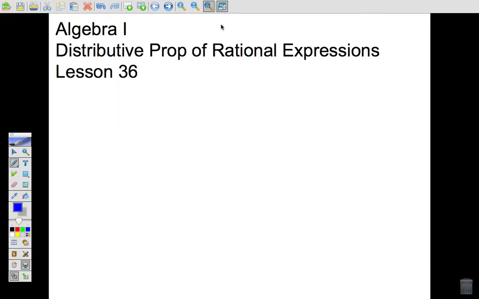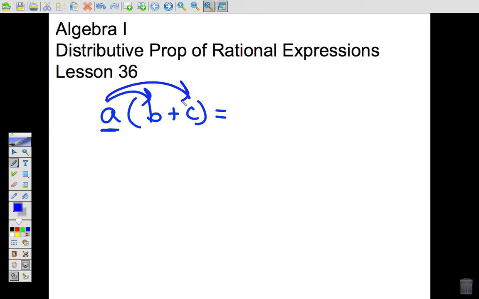All right, in lesson 36, we're going to talk about what's called the distributive property of rational expressions. We've already had the distributive property, and the only difference is we're going to be talking about these things called rational expressions. I just want to briefly review the distributive property. All the distributive property is when you take the term outside of the parentheses and you take it times each of the terms inside.